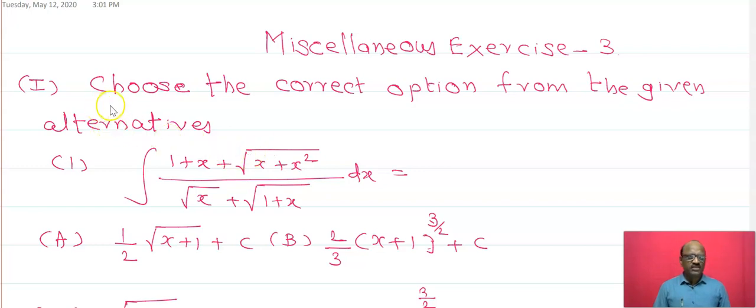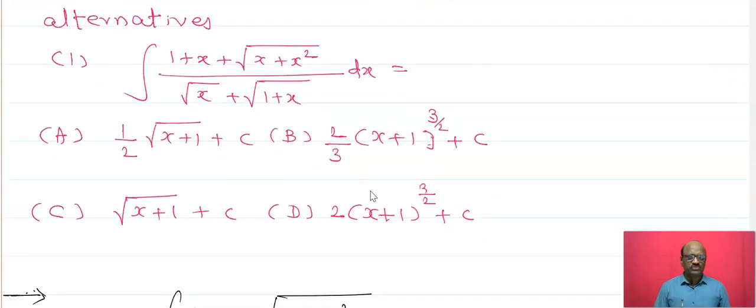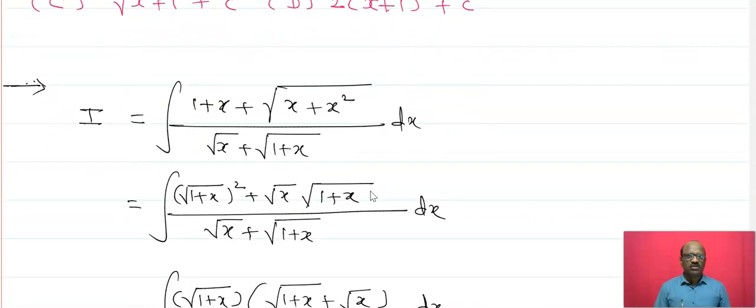Now first, choose the correct option from the given alternatives. That is, integral of (1 plus x plus root of x plus x squared) upon (root of x plus root of 1 plus x) dx is equal to. Now to solve this, I had solved all these examples. I is equal to the integral of (1 plus x plus root of x plus x squared) upon (root of x plus root of 1 plus x) dx.